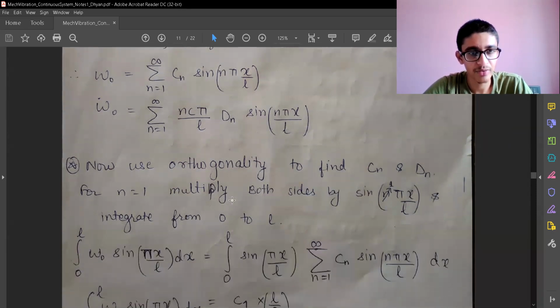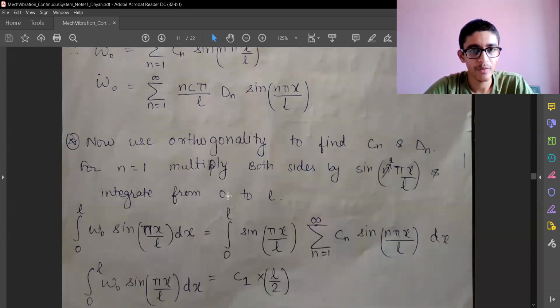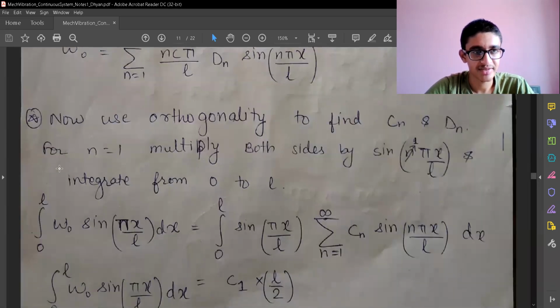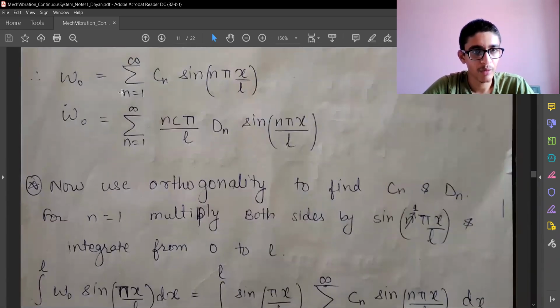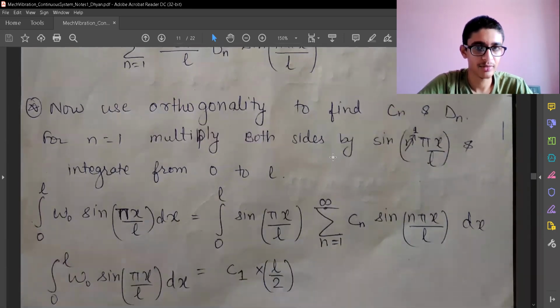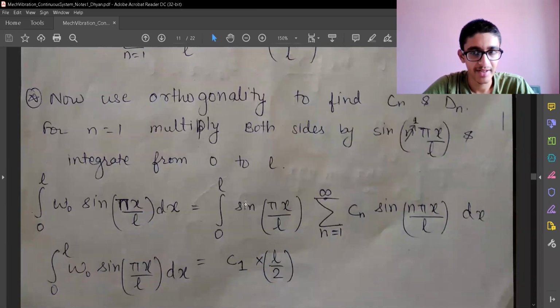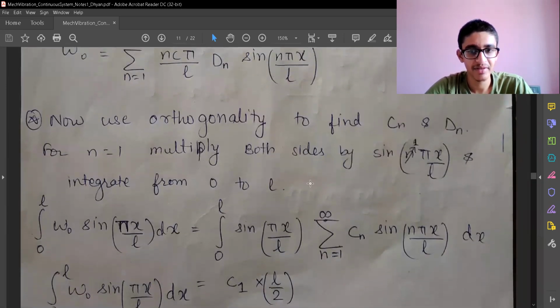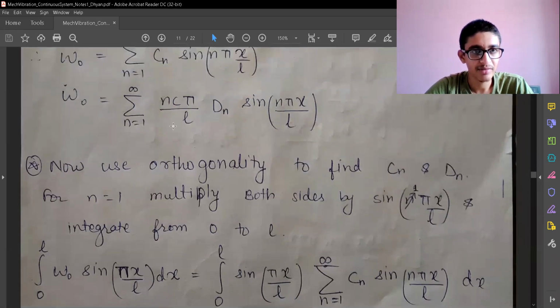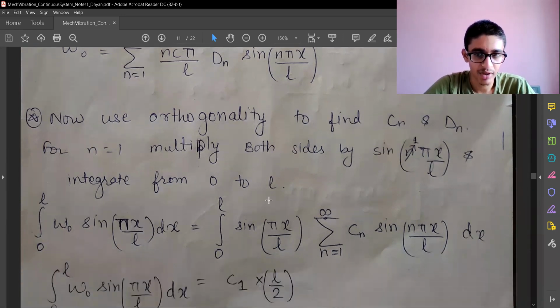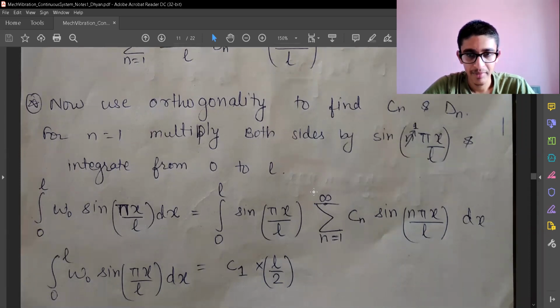So now we are going to use the property of orthogonality of functions. What that means is, we can multiply on both sides with sine terms and cosine terms, and we can get the values of c_n and d_n. One example: let's see, we need to find c1. So what we can do is pre-multiply both sides with sine(n pi x by l), so sine(1 pi x by l). Then we'll integrate from 0 to l, and this will be helpful to us.